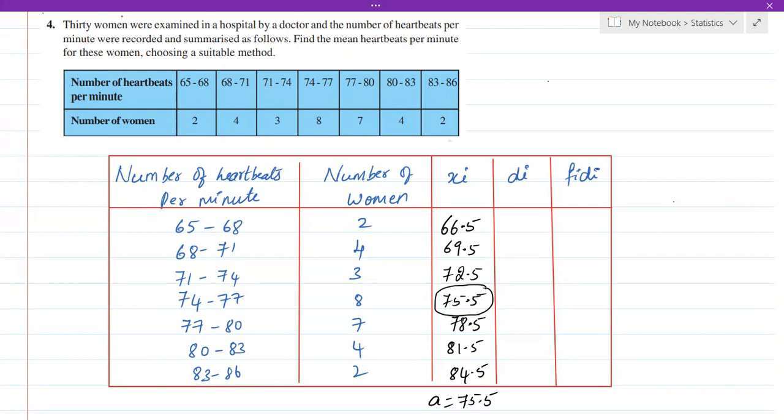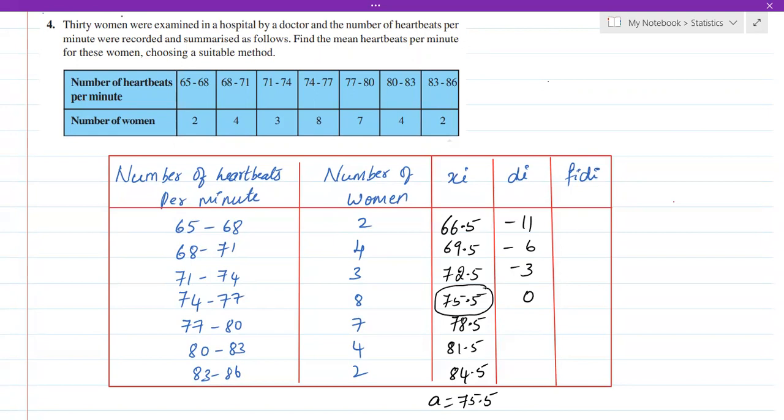So 66.5 minus 75.5. So we get 9 minus... let's take 75.5 minus 66.5. So we get 9, isn't it? Minus 9, the smaller minus bigger, so it is minus 9. Then 69.5 and 75.5 will give us minus 6. And 72.5 and 75.5 will give us minus 3. Then it is 0.